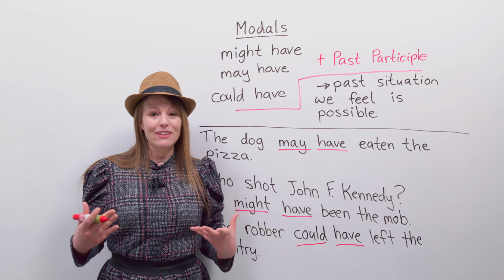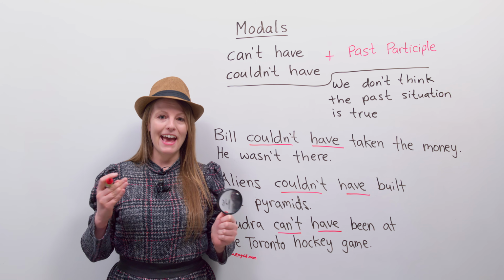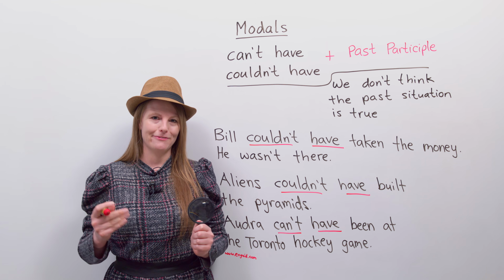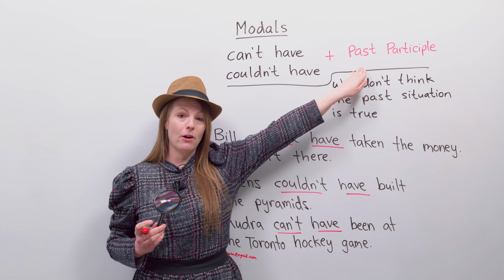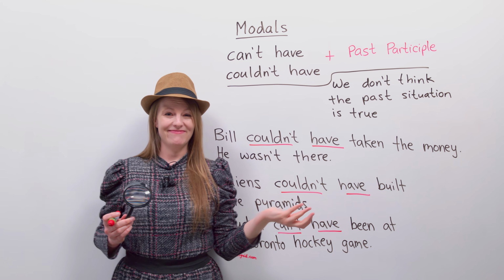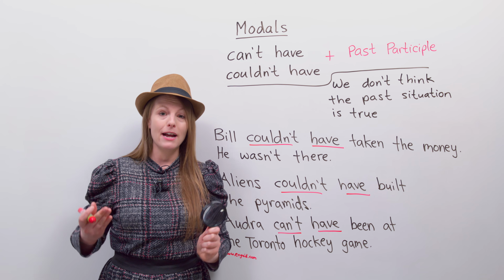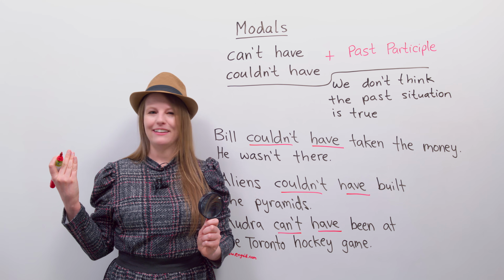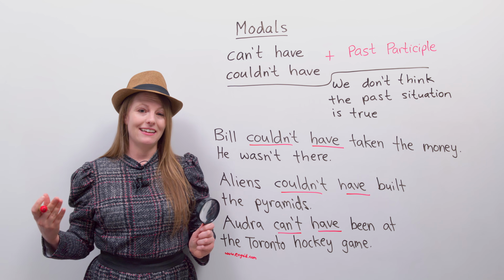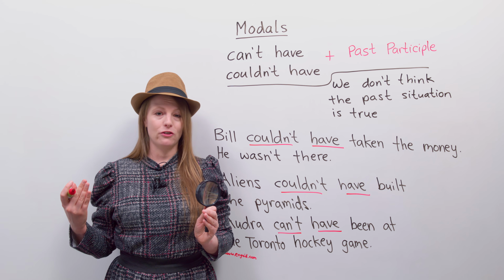Okay, so now let's look at impossibility. All right, so now we are going to look at couldn't have and can't have. So we have can't have, couldn't have. When we have that with a past participle, what does this mean? Well, can't have and couldn't have are the modals we use to talk about a past situation we do not believe is true. We don't think it's possible. So a past situation we don't believe is true.